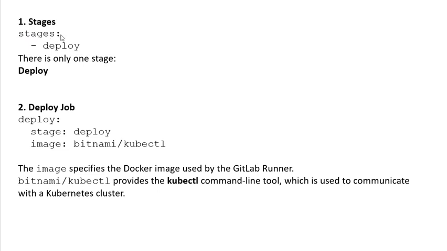First is the stage: deploy, and this is only one stage, deploy. Second is the deploy job: deploy, stage: deploy, and the image: bitnami/kubectl. The image specifies the Docker image used by the GitLab runner, and bitnami/kubectl provides kubectl, the command line tool which is used to communicate with Kubernetes clusters.